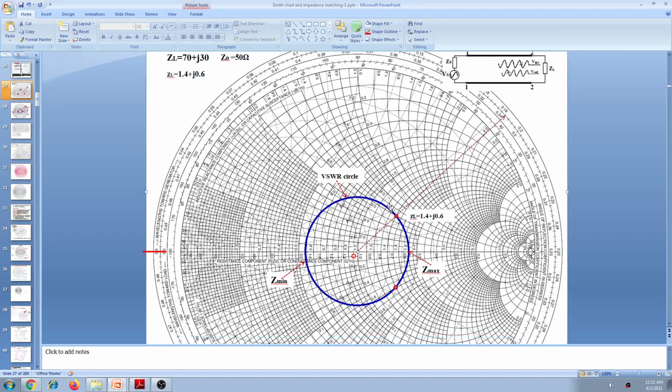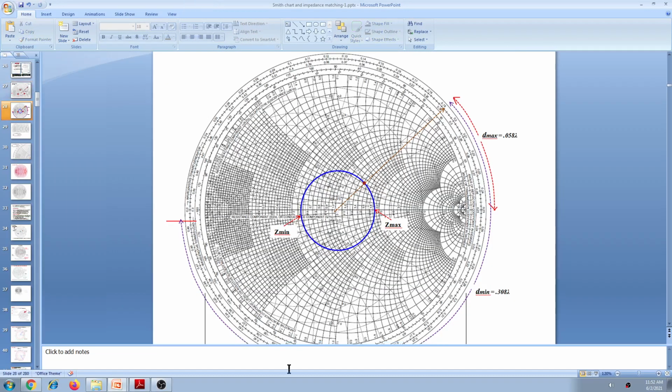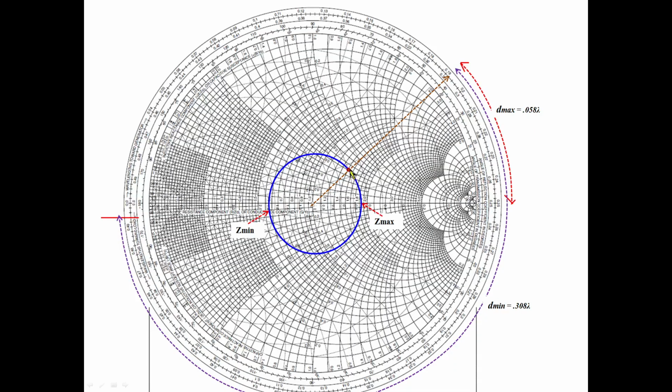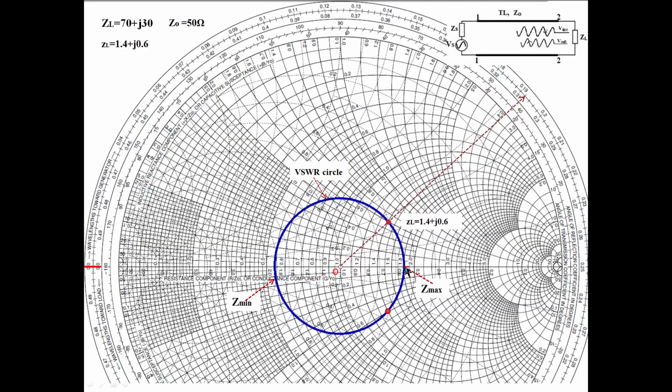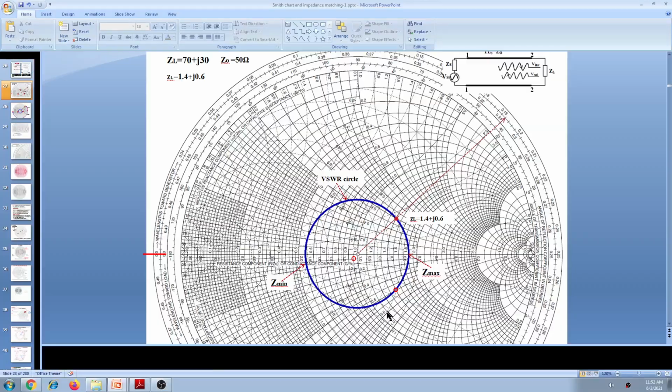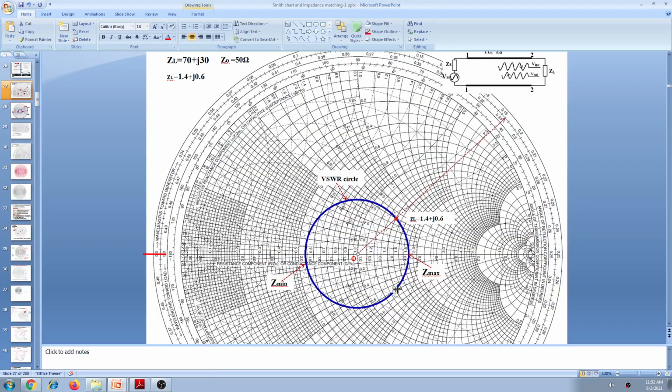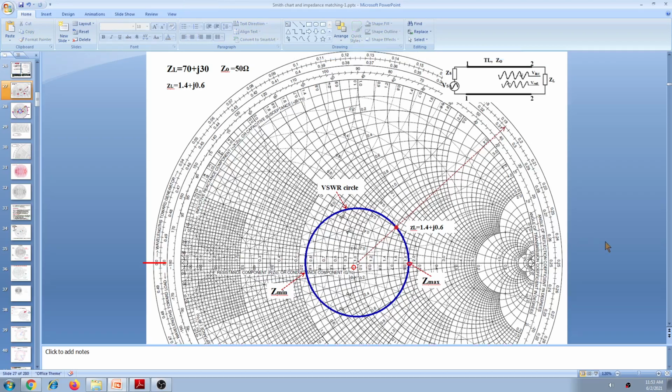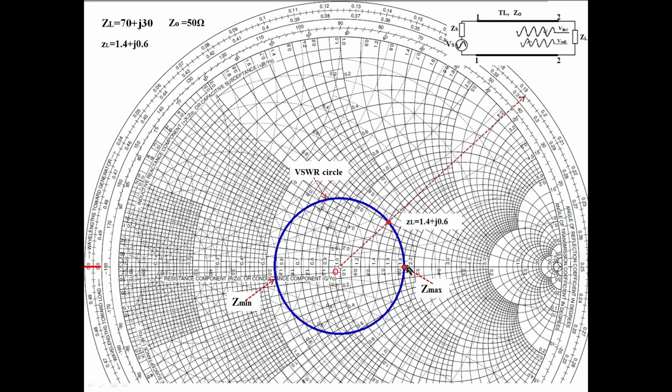For example, I am traveling a distance from here to here. See, I am moving from here to here, up to this point, and I move this point to here. What is the impedance here? At this position, if you move a distance to here, what is the impedance?